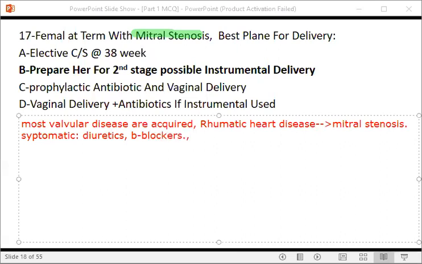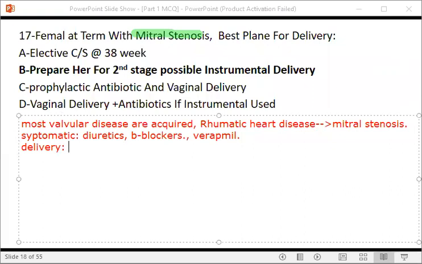If she develops atrial fibrillation, you may give her verapamil. Electrocardioversion may be used in chronic cases. Digoxin, beta blocker, calcium channel blocker can be given. What matters to us is the delivery.